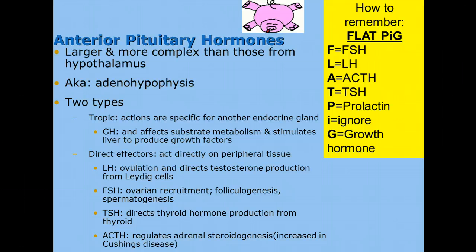FSH, or follicle stimulating hormone, helps produce eggs in the ovary, which is called folliculogenesis, also spermatogenesis in the male, the production of sperm. TSH, which we talked about a little bit in the last slide, is thyroid stimulating hormone. He directs thyroid hormone production from the thyroid. And the last one, adrenocorticotropic hormone. He regulates adrenal steroidogenesis. So, for example, Cushing's disease is something we'll learn about in the next couple of weeks to talk about what all those adrenal hormones do.